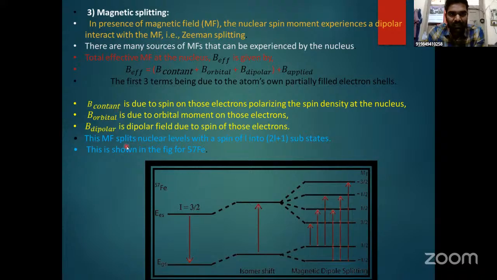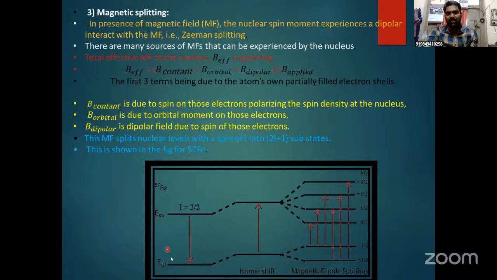This magnetic field splits nuclear levels with a spin of I into 2I plus 1 substates. This magnetic splitting will be of 2I plus 1 substates, okay, 2I plus 1 substates. This is shown in the Fe57 figure, which is shown here.